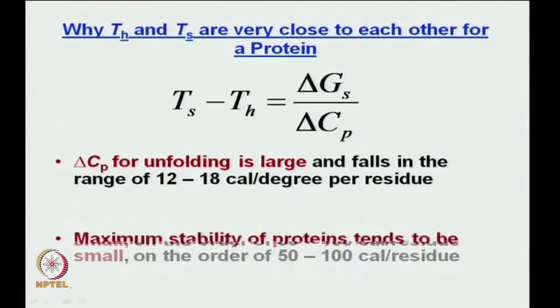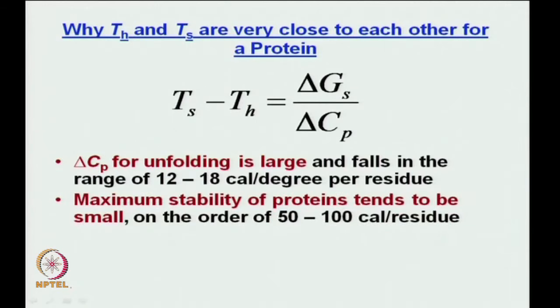The other point is, the maximum stability of the protein ranges between 50 to 100 calories per residue, and this is really not too high. Hence, because this ratio of delta Gs by delta Cp is small, Ts minus Th, the difference, would be small, and thus for a protein they lie very close to each other.